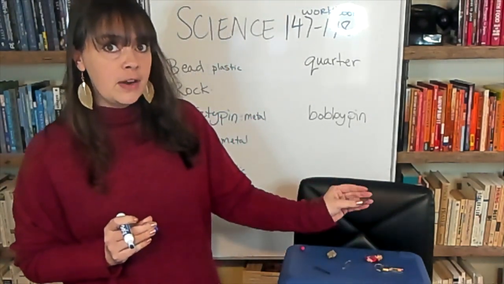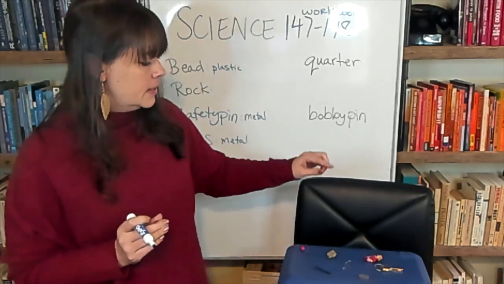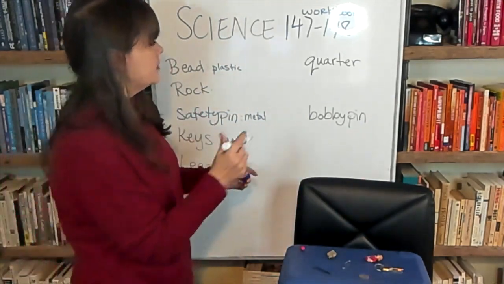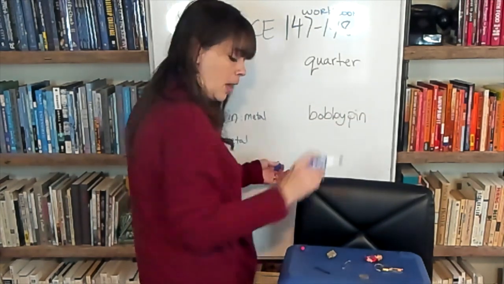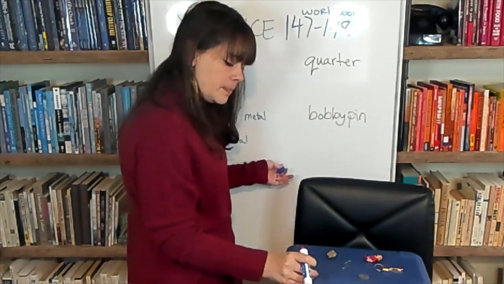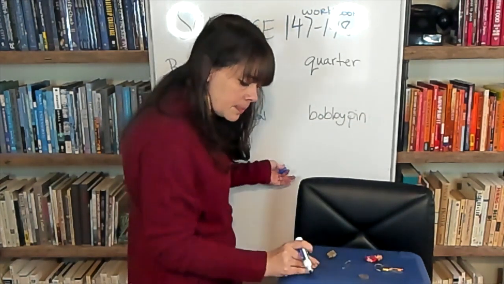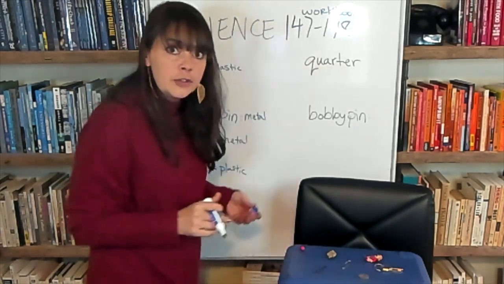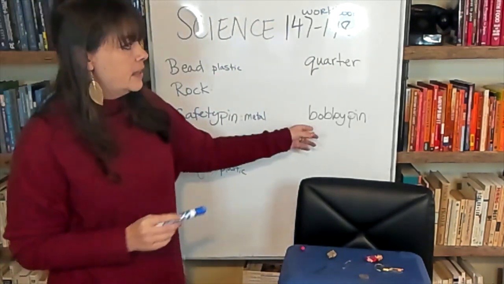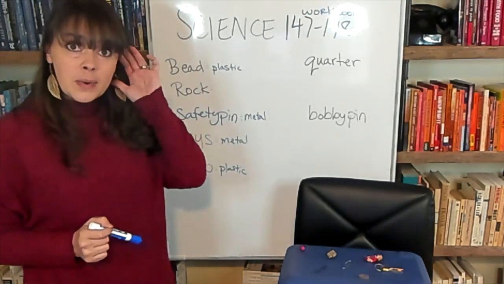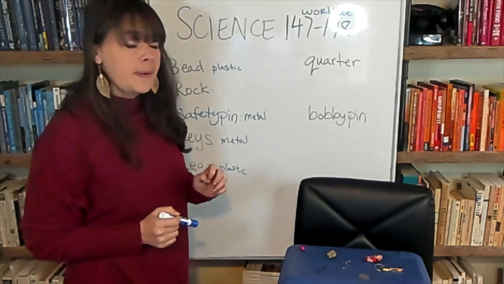It's a type of metal, but it's different than, say, the safety pin or the keys. And the bobby pin, sometimes bobby pins are metal and sometimes they're plastic, and I'm not sure from looking. So why don't we wait before we write down what its material is, and we'll find out maybe, okay?